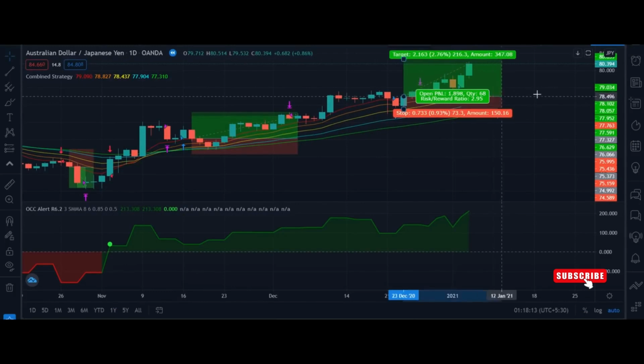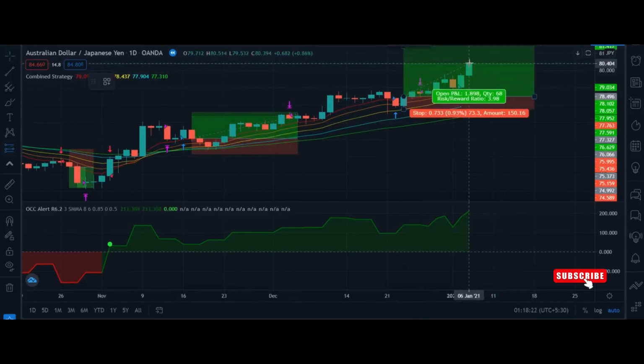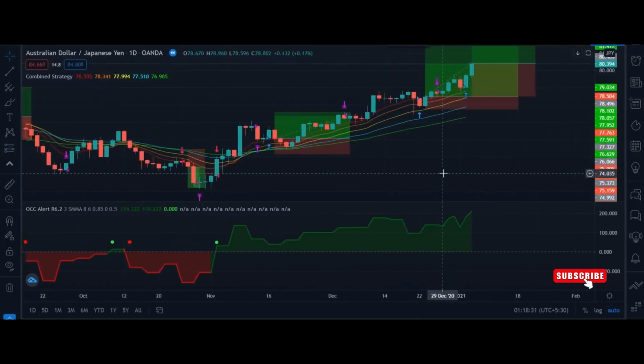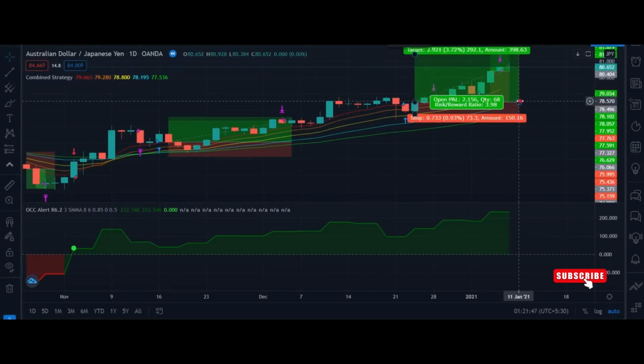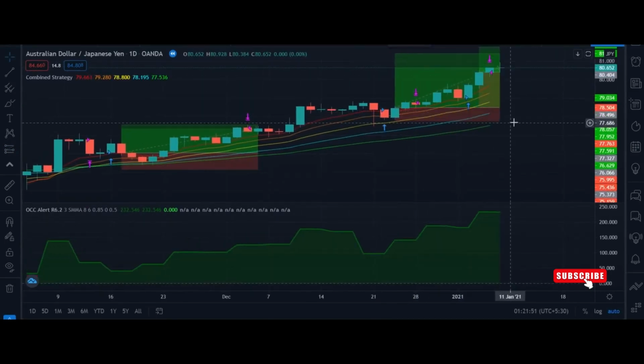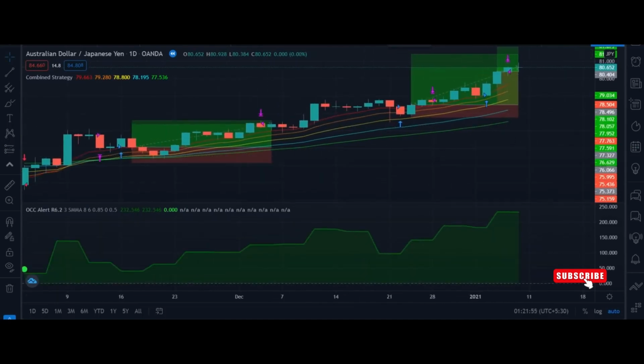You can see that we have got another buy signal in the market, then we will execute another trade on it. We have got sell signal here. You can now book the profits of both our trades here.